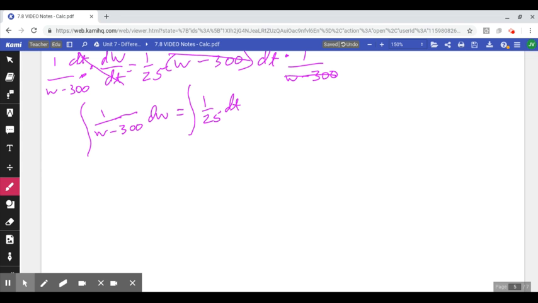Remember, the left-hand side is the special rule that we need here. We can't use any kind of reverse polynomial rule. And so we need to represent the antiderivative as the natural log of the absolute value of W minus 300. Next, on the right-hand side, I need the antiderivative of 1 over 25, which is 1 over 25t, that's our variable. And then, of course, plus some constant c.